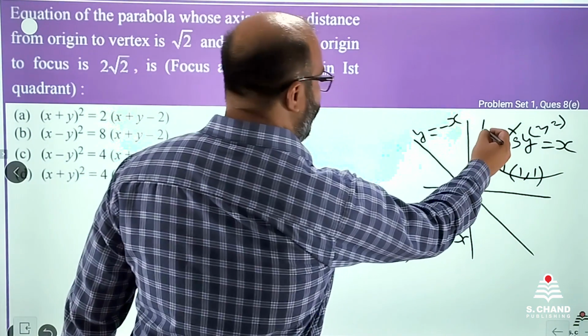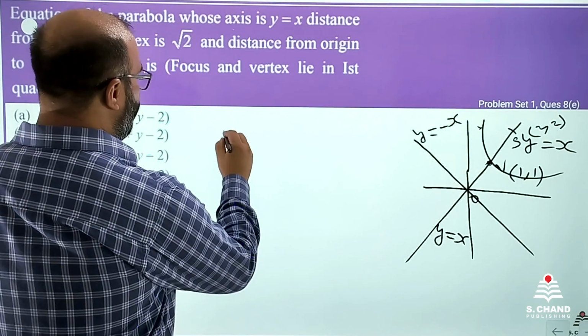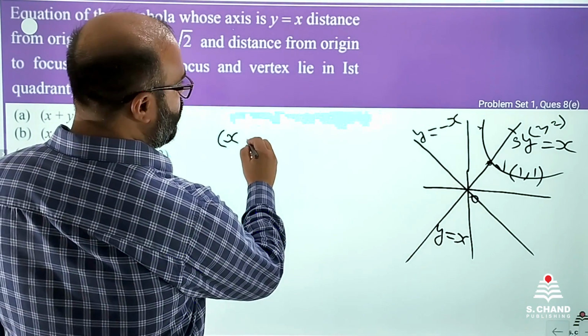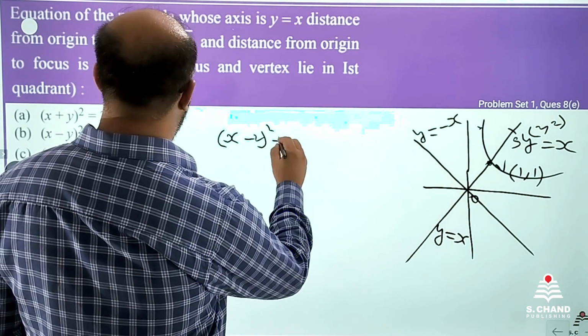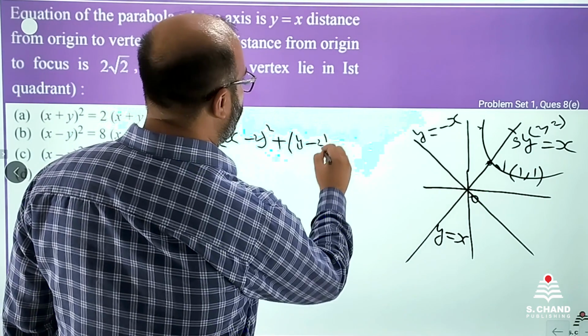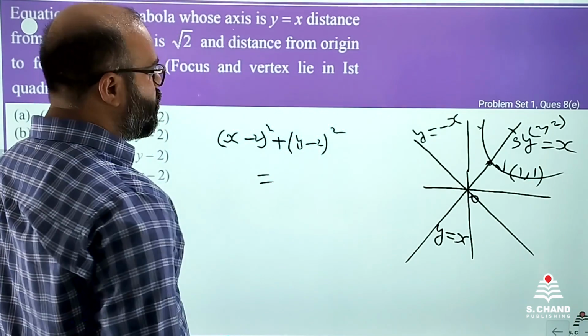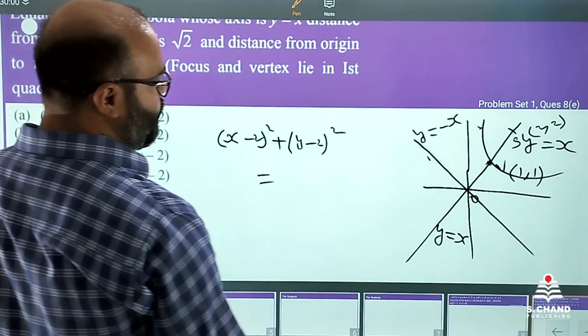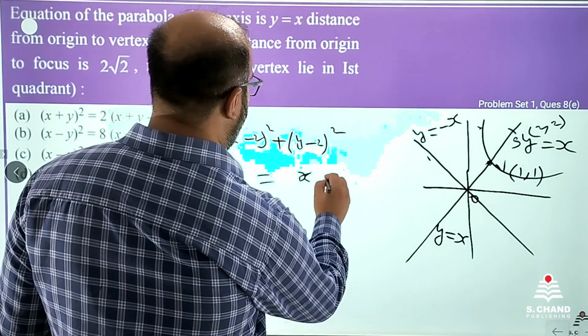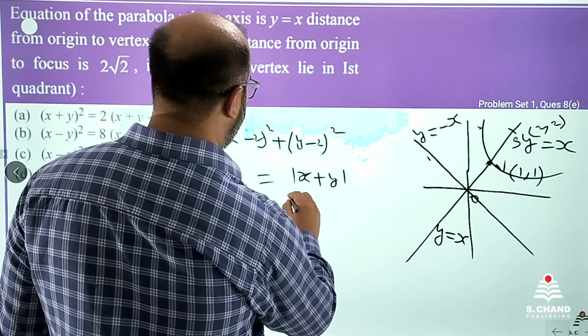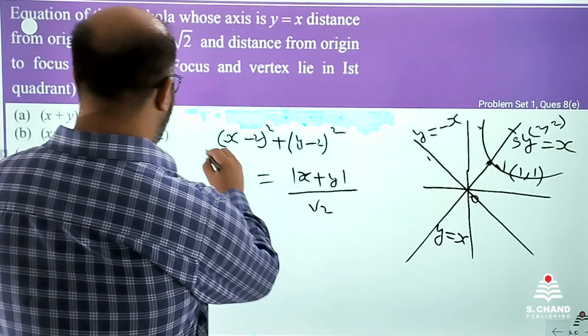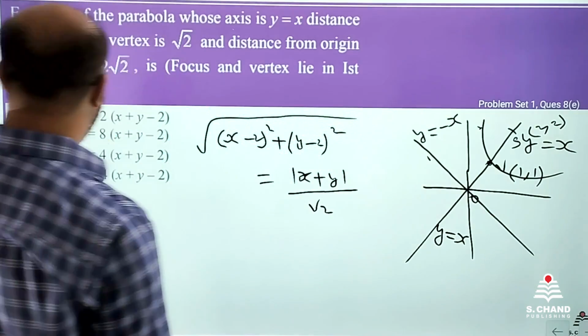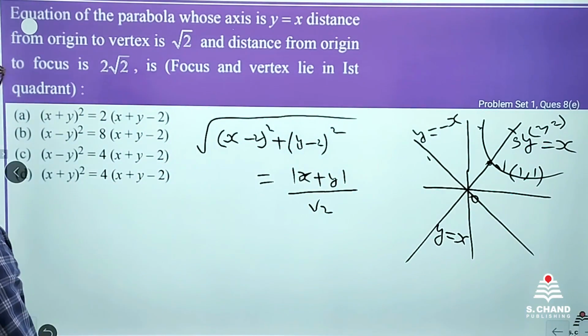So if we take a point (x, y) here, and we take the distance from the focus, it will be (x - 2)² + (y - 2)² is equal to its distance from the directrix, that is |x + y| by root 2, and we will take a square root here. Now we have to solve it. So let us solve it.